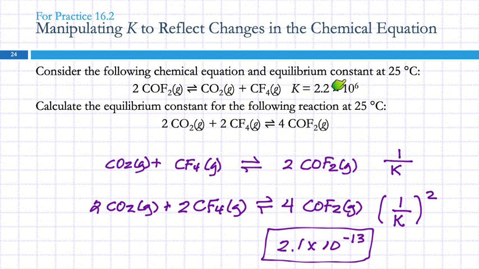So I put this value in where the K is. 1 over this number and squared it. Any questions? That make sense?